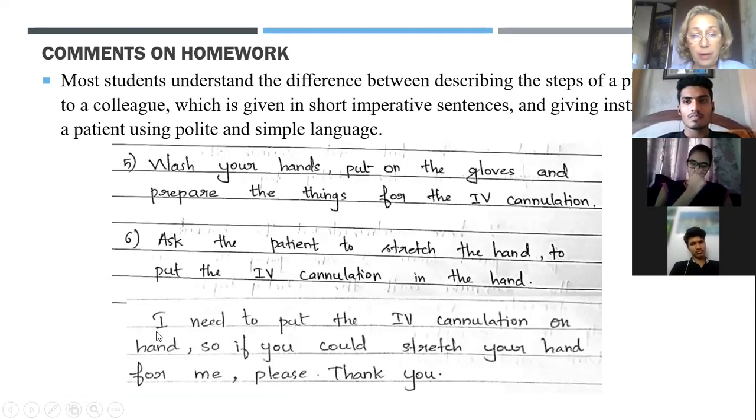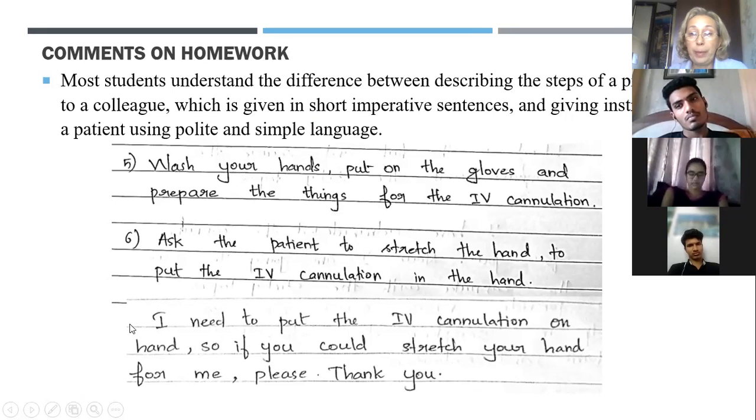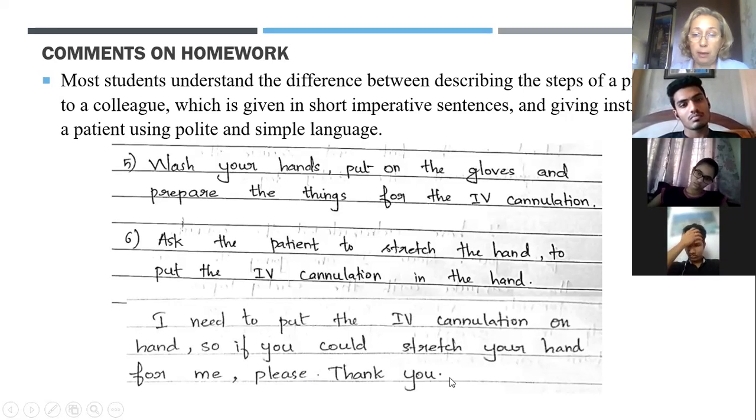And this phrase, I need to put the IV cannulation on hand. So if you could stretch your hand for me, please, thank you. This phrase is from a conversation to a patient, right? Because here the polite language is used, and so it doesn't just sound like a business-like instruction. Most of the students understand the difference between these two styles, but not everyone.